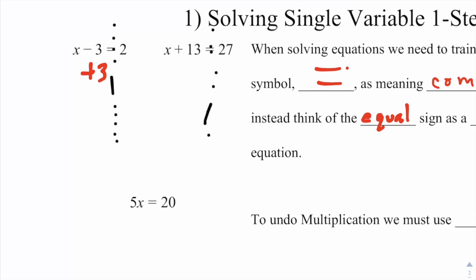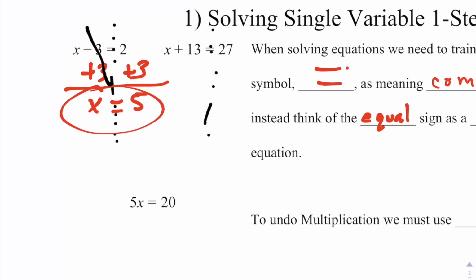If I add 3 to this side, to keep it balanced, I have to add 3 to that side. These 3's cancel, and I'm left with x on this side. Over here I have 2 plus 3, which is 5 on that side. So my solution is x equals 5.